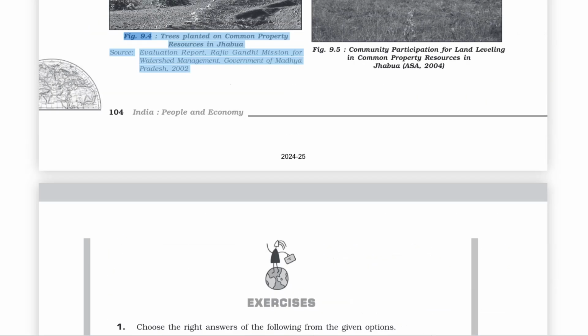Figure 9.4. Trees planted on common property resources in Jhabua. Source: Evaluation Report, Rajiv Gandhi Mission for Watershed Management, Government of Madhya Pradesh, 2002. Figure 9.5. Community Participation for Land Leveling and Common Property Resources in Jhabua, ASA, 2004.